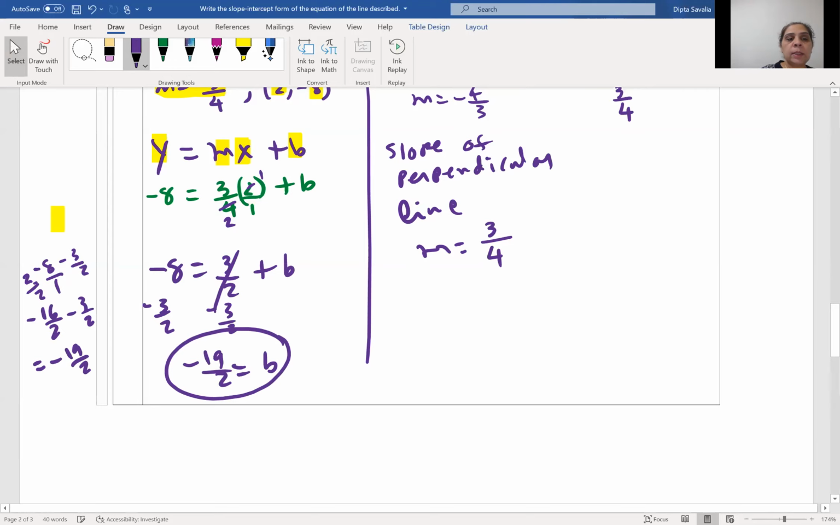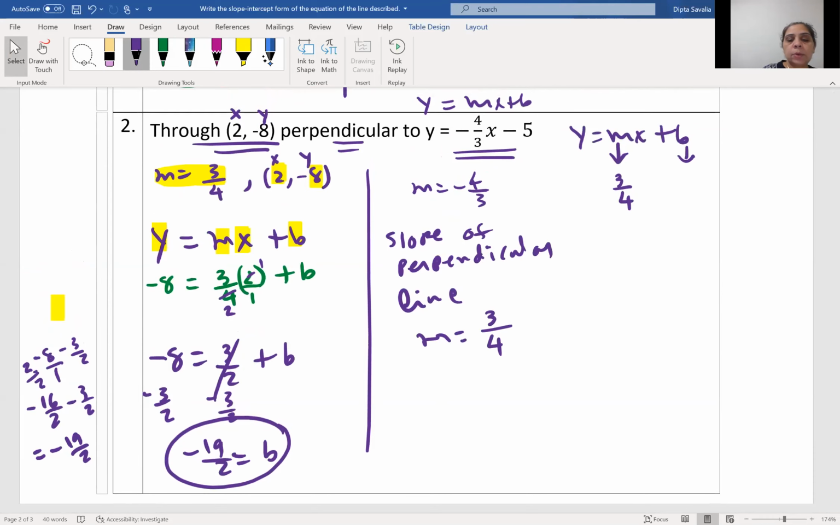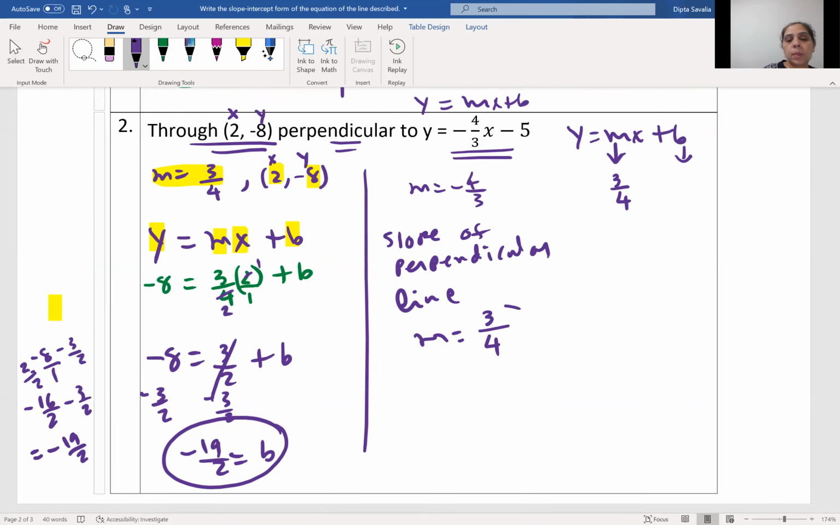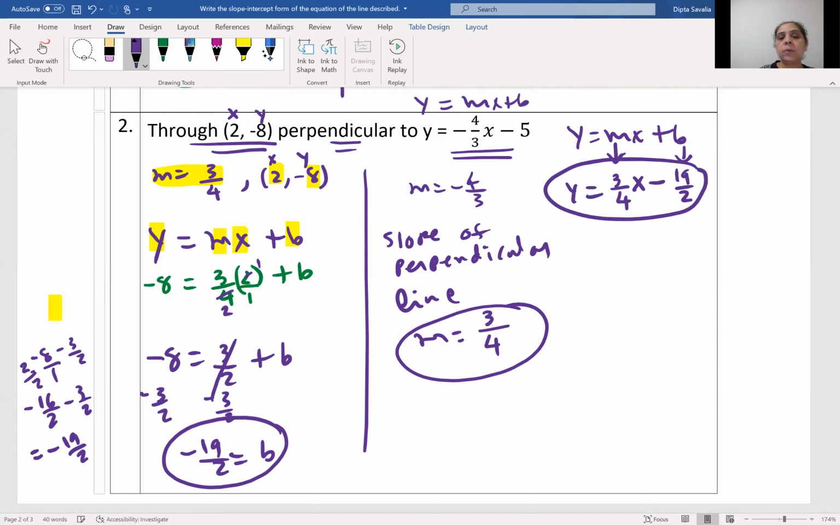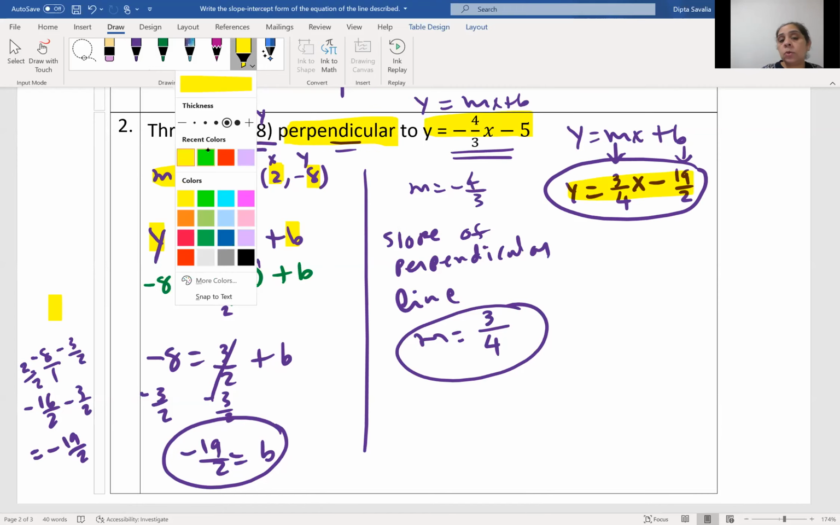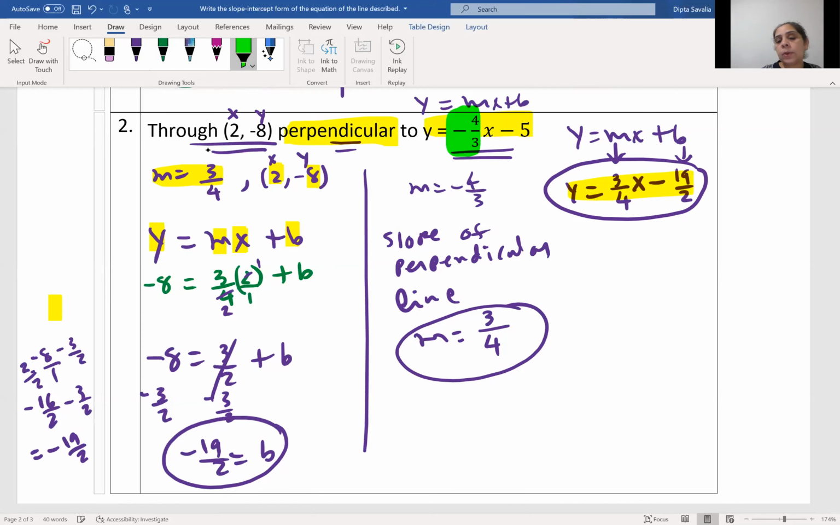So we will just plug in these two values right here, 3/4 x minus 19 over 2. So that is y equals. So that is the equation. Now you can check, you can compare this to the given equation. It looks appropriate. It is perpendicular, so if you check the slopes of these 2 lines, they must be opposite reciprocal. Look at this. They are opposite reciprocal. So we can see here, these 2 lines are perpendicular.